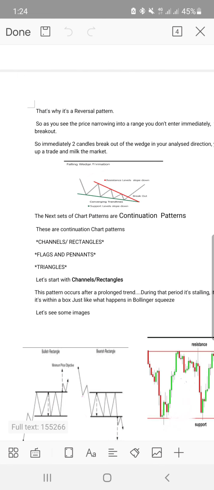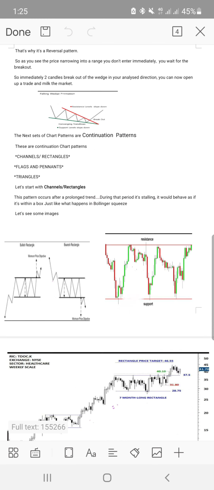So now for continuation patterns, we have channels and rectangles, we have flags and pennants, then we have triangles. The first one we're going to be covering is channels and rectangles. So for the channels and rectangles pattern, it occurs after a prolonged trend. Like I told you in our previous classes, no market will continue to buy or sell forever. There's a point it will reach that it must rest or it must retrace, right?